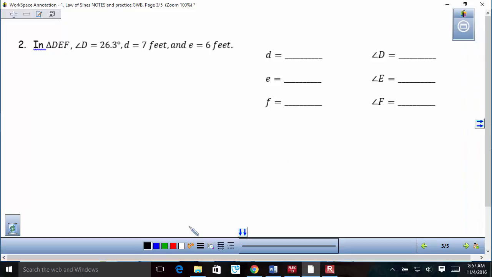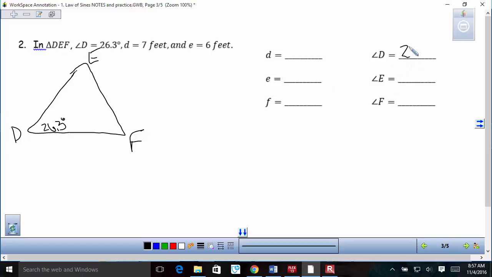You're going to also find the degree. It's basically when you don't have enough sides to do. All right, and in triangle DEF, the reason this one is a little different is because we're going to have to find an angle this time. Go ahead and draw your DEF triangle. Put 26.3 in angle D. And little d is 7, little e is 6.